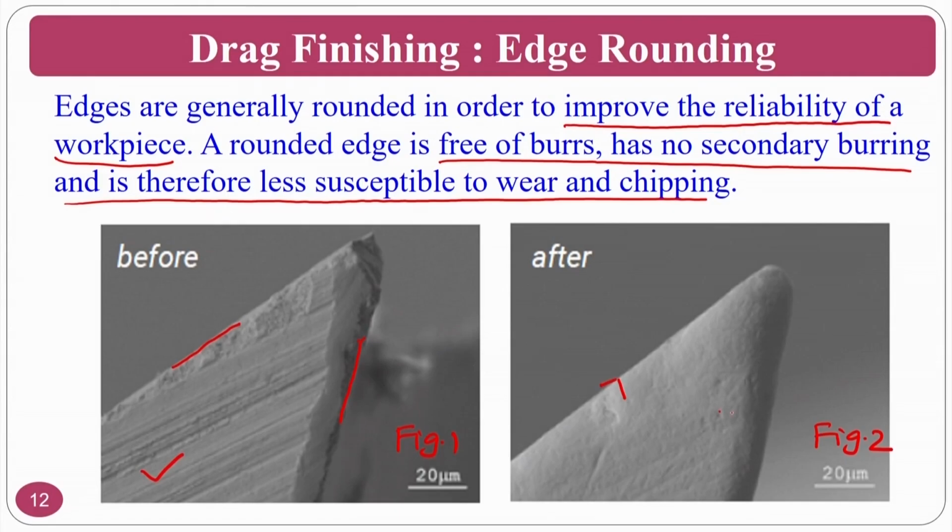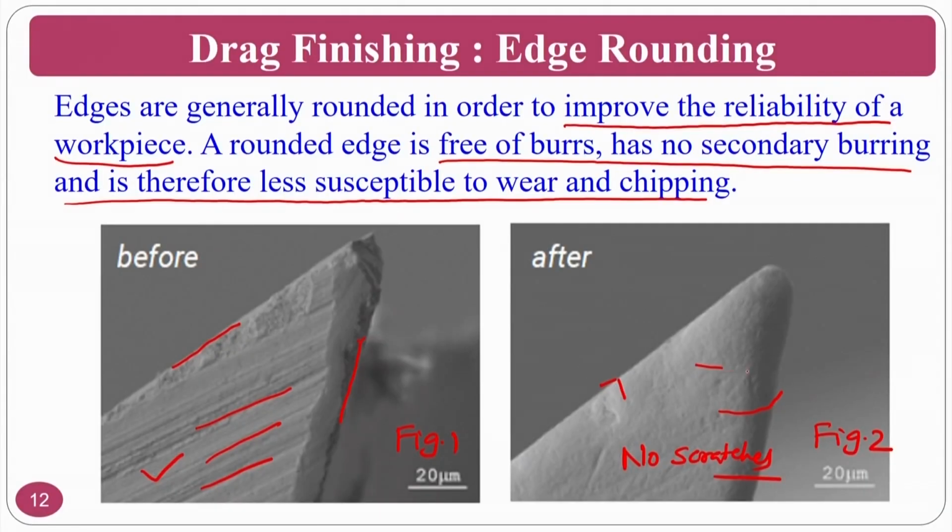At the same time, you have removed all the scratches which are there on the surface. These are the scratches that were there, now no scratches are there. Okay, so that is the beauty. At the same time, people sometimes call this edge radiusing also.